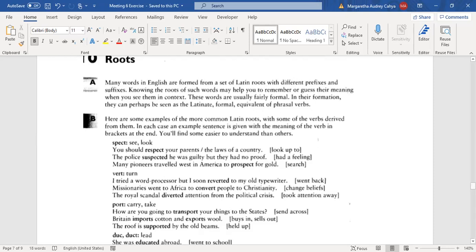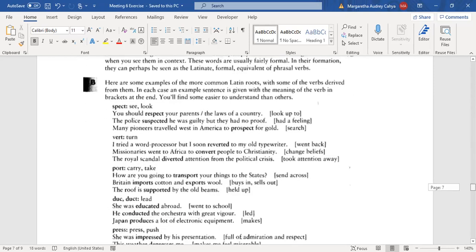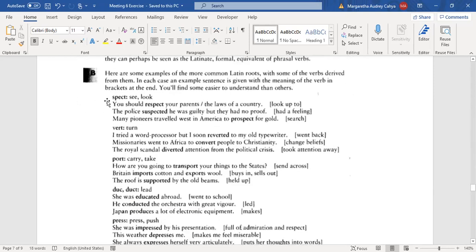Jadi, there are some examples here. Like spect. This is the root word. As you can see, it's usually bolded. The examples are usually in a bold font. Spect means to see or to look. Jadinya root words, kata dasarnya ini, artinya itu melihat. See or look. Both of them are melihat, ya.